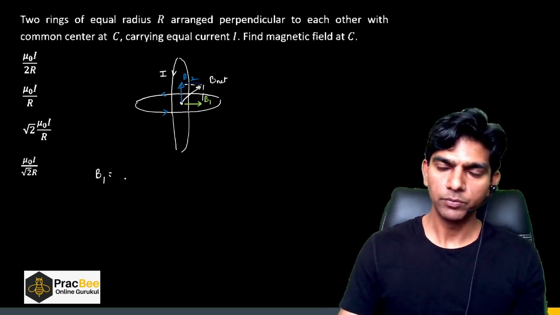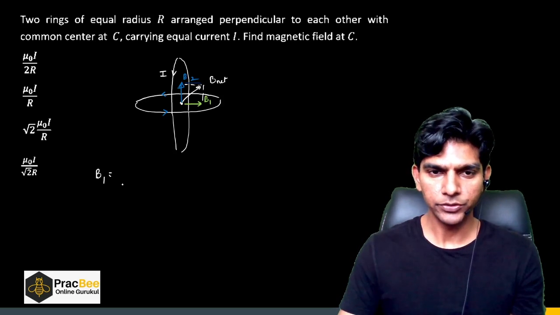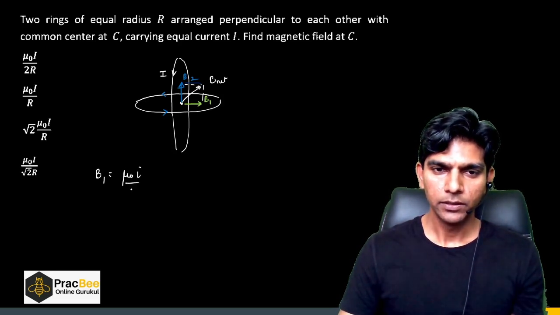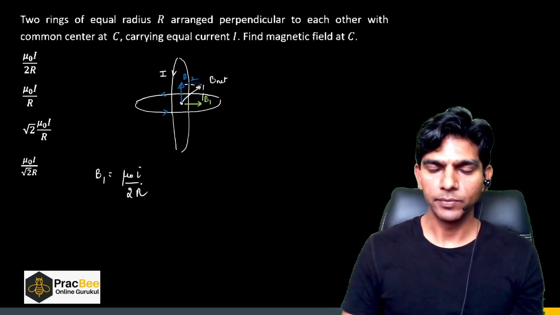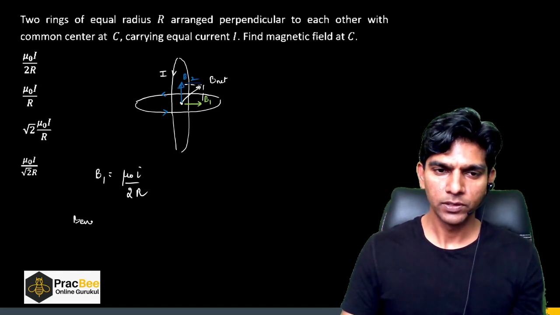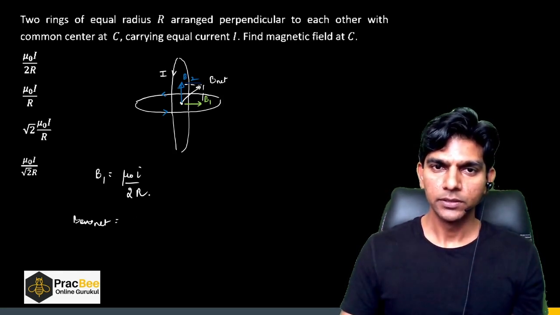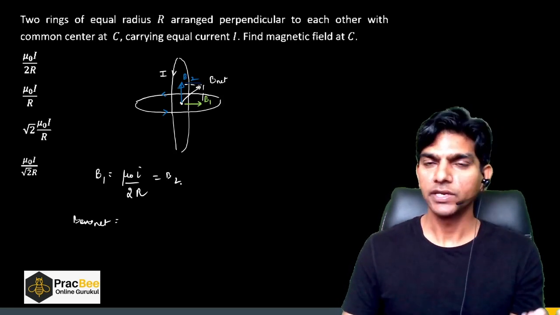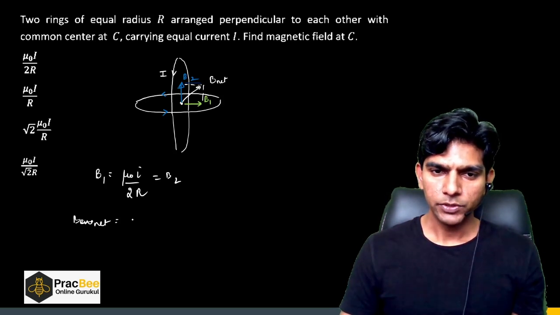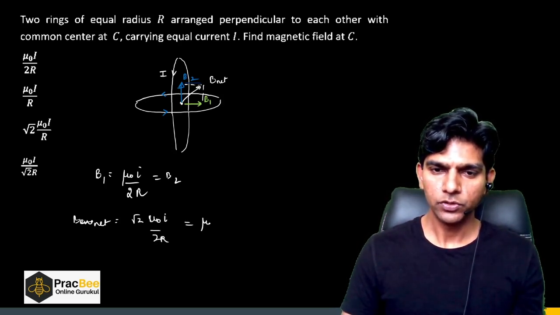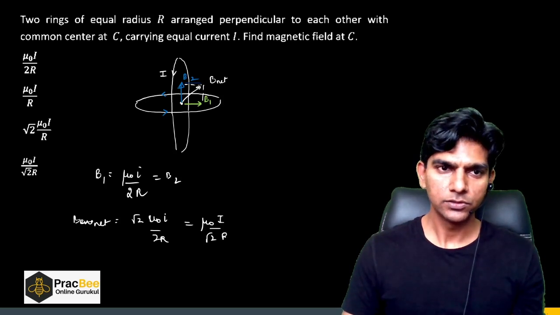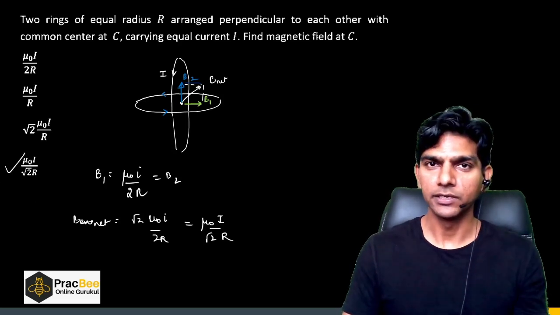So what is B1? B1 and B2 both will have the same magnitude. It will be mu naught I by 2R, right? So that is the magnetic field, and B net is nothing but the vector addition of B1 and B2, and B2 has the same magnitude because we have identical rings. So this will be root 2 times mu naught I by 2R, which is mu naught I by root 2R. So option 4 is the answer, right?